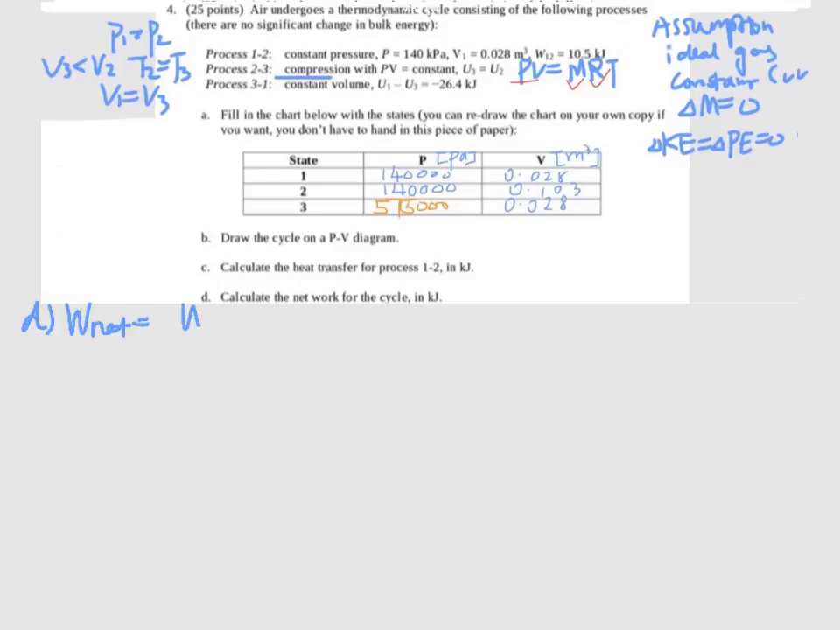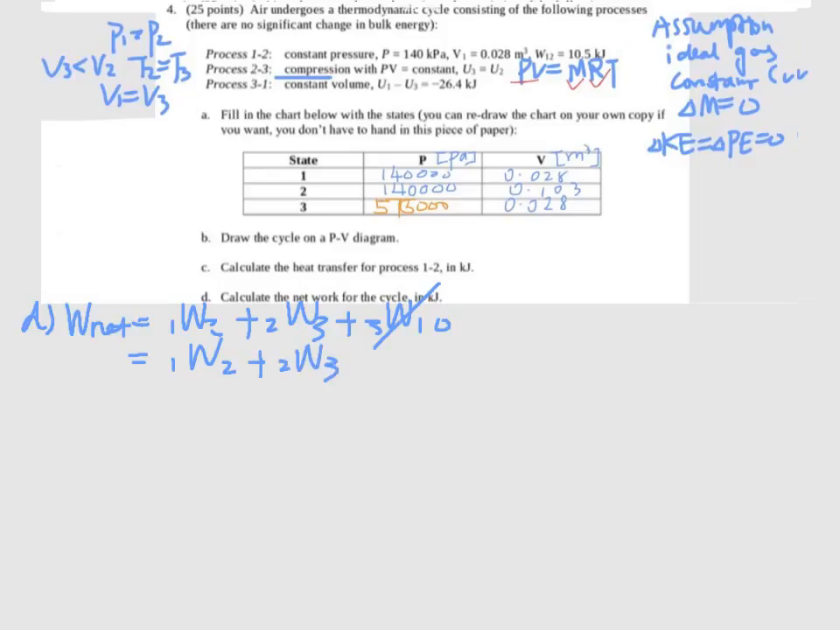So net work is just the work from process 1 to 2, plus the work from 2 to 3, plus the work from 3 to 1. Since process 3 to 1 has constant volume, this term goes to 0, because the work is just the pressure times the volume change. Since the volume change is 0, the work is 0. So then we're left with the work from 1 to 2 and the work from 2 to 3.